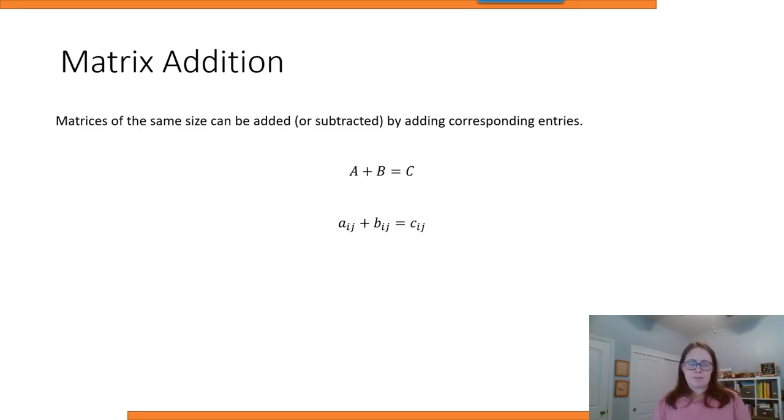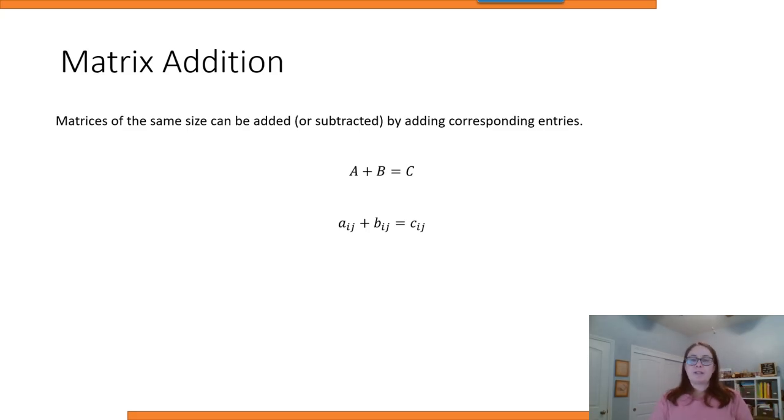Okay, so let's get into some operations with matrices. First, can I add two matrices, and how do I do that? I can add or subtract two matrices as long as they're the same size. They need to have the same number of rows and the same number of columns to add them. That's because we're going to go entry by entry, position by position, and add those values to get my new matrix. So if I have a 2 by 2 matrix, I can only add it to another 2 by 2 matrix, and the sum would be a 2 by 2 matrix.